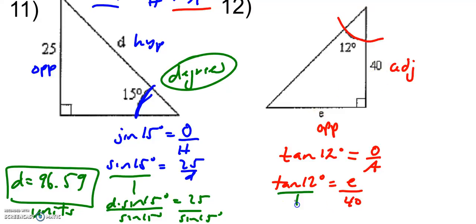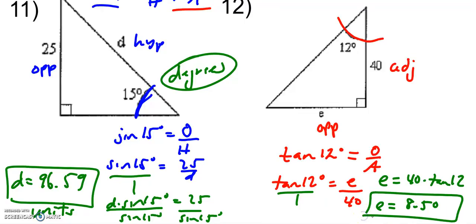If I put this over 1 and cross multiply, we would have 1 times E, or E, equals 40 times the tangent of 12 degrees. And if you plug in 40 times the tangent of 12 degrees, you would get E equaling 8.50. So those are the answers to last night's homework. Let's keep going to the new notes.